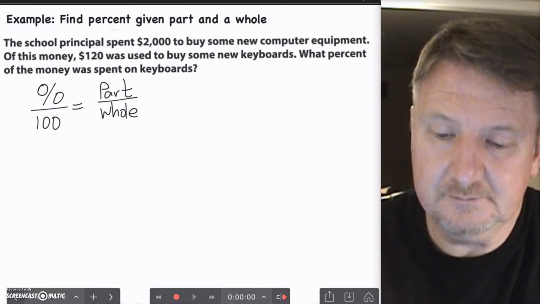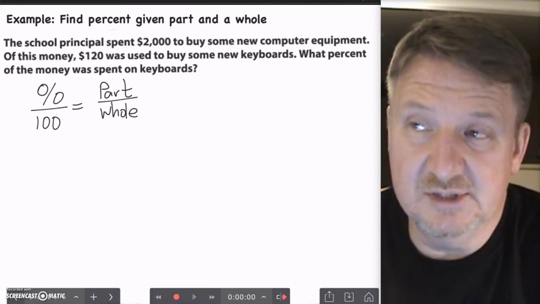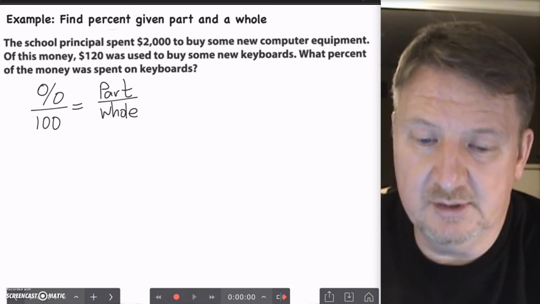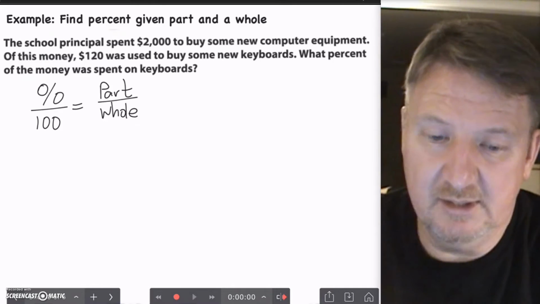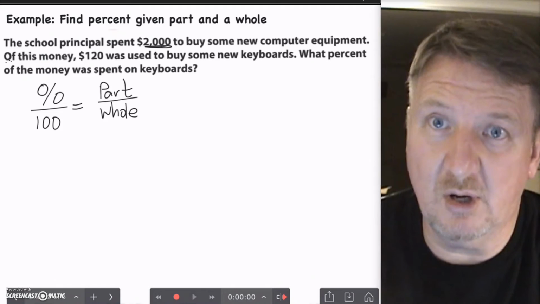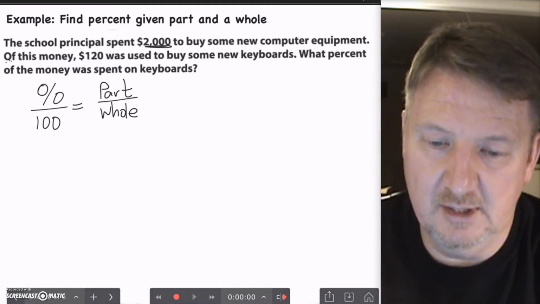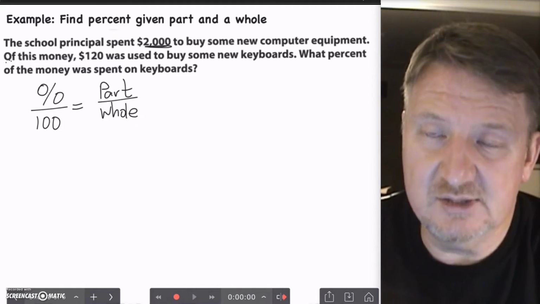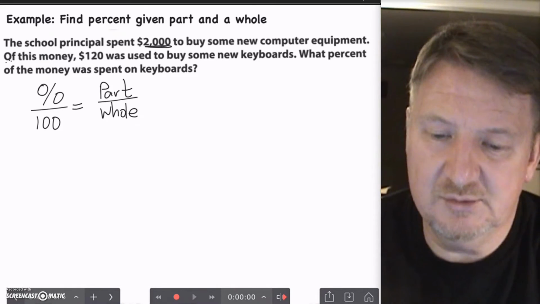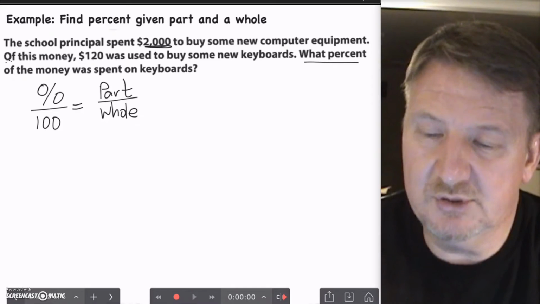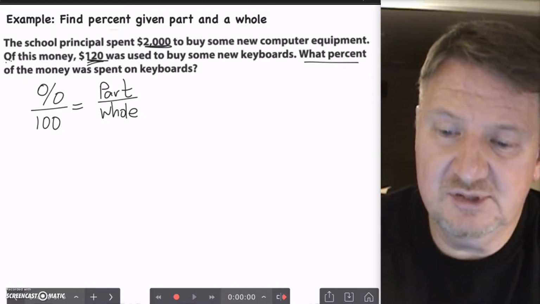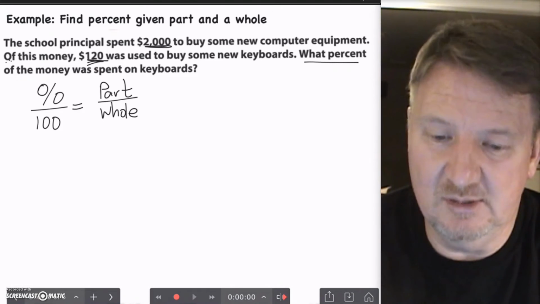Now, in this problem, it says the school principal spent $2,000 to buy some new computer equipment. Of this money, right there is the key word, of this money, referring back to the 2,000. So guess what our whole is? It's 2,000. 120 was used to buy some new keyboards. What percent of the money was spent on keyboards? So it says what percent, so that tells you right there that we're looking for the percent. So this number, even though I don't see an is anywhere in here, has got to be the part.